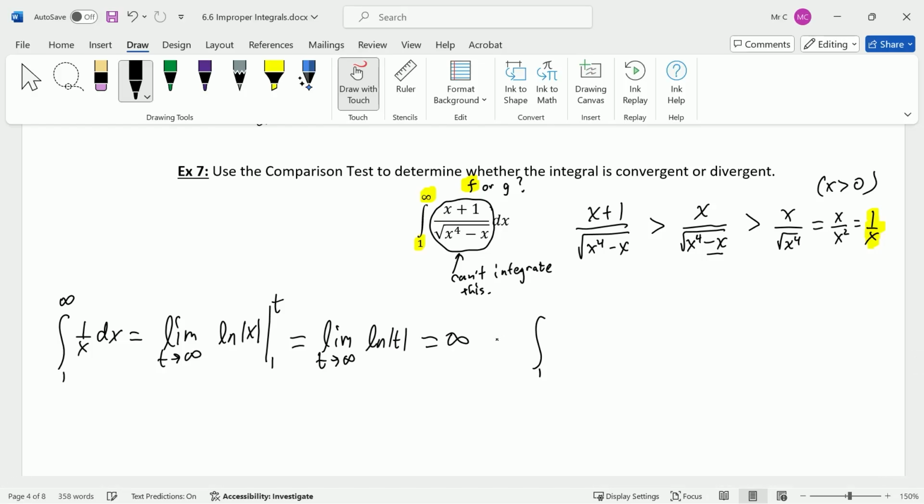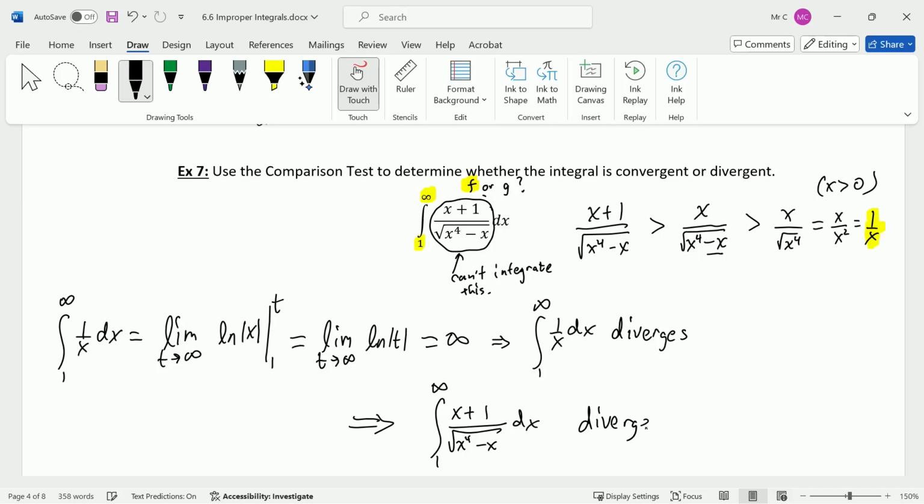So the integral from 1 to infinity of 1 over x dx diverges, which implies, so again, this integral diverges, and the function 1 over x is smaller than the one we were dealing with, so this bigger function also diverges when we integrate it on the same bounds. So that integral diverges, and we should always cite our theorem by the comparison test.